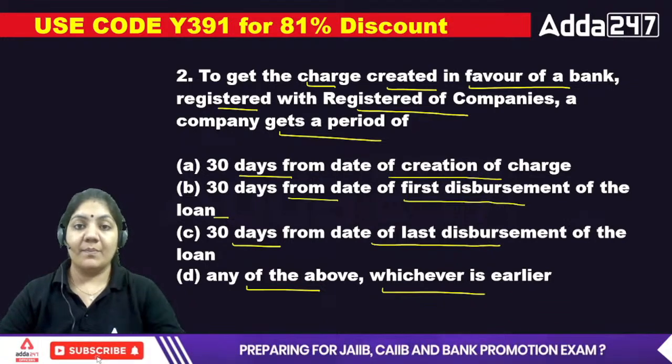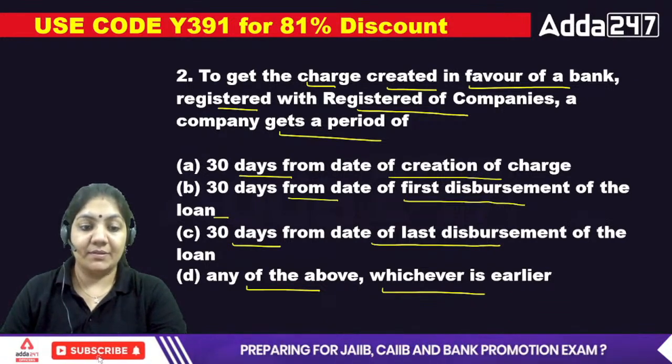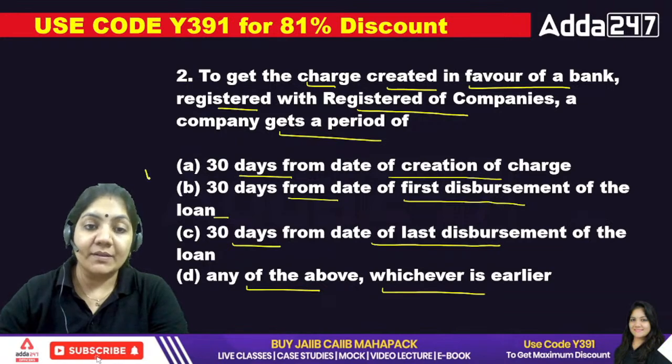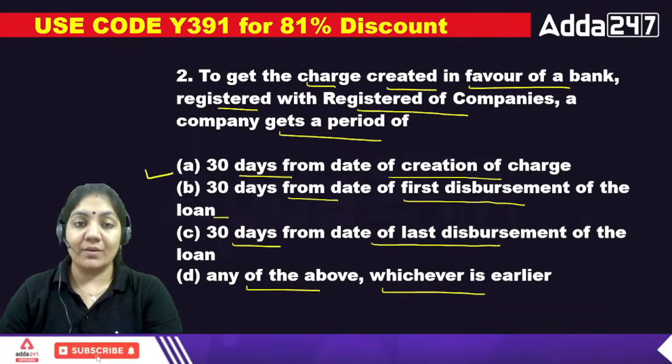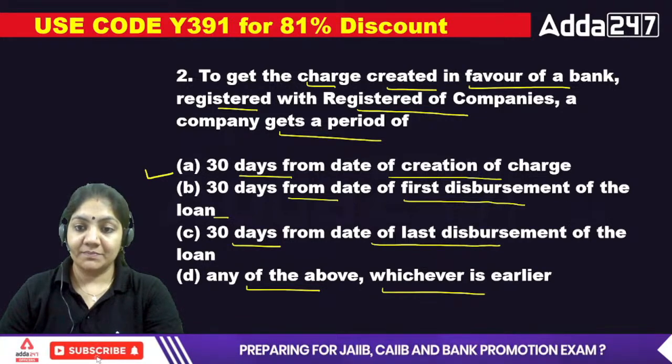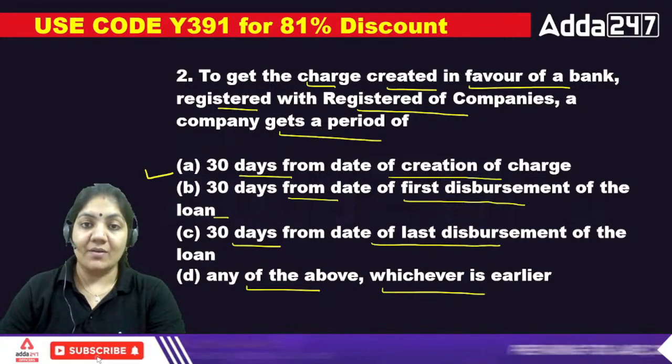Here the company gets a period of 30 days from the date of creation of charge. So for the second one, A is the right answer.